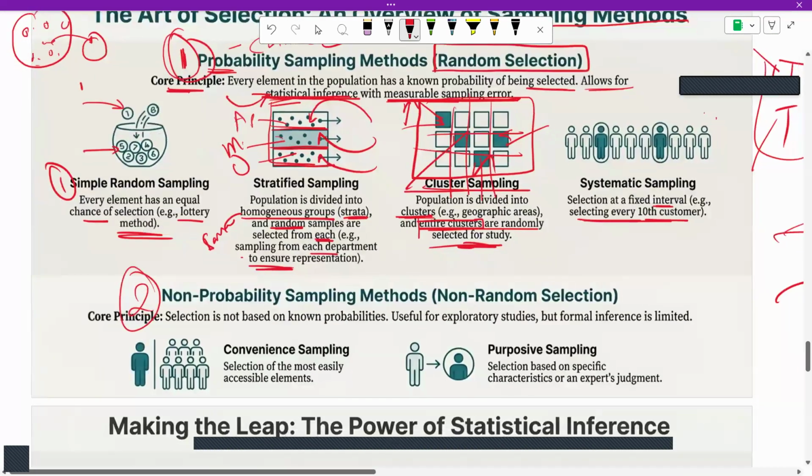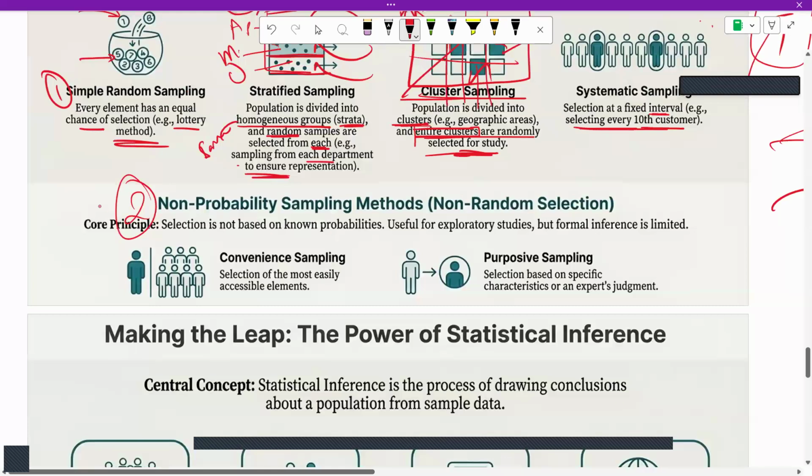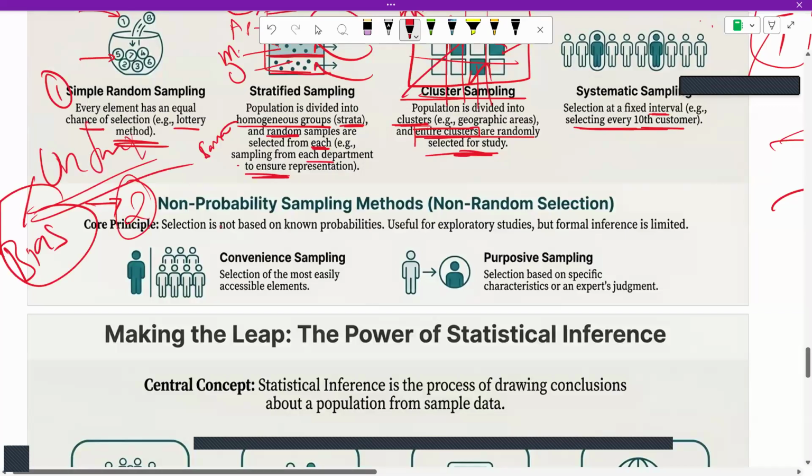So that's all about probability sampling. Now we talk about non-probability sampling. It is not based on chance. It is based on the purpose, on convenience, purposely. It has bias, sometimes unfair for some people. And the non-probability sampling method is called non-random sampling, non-random selection.